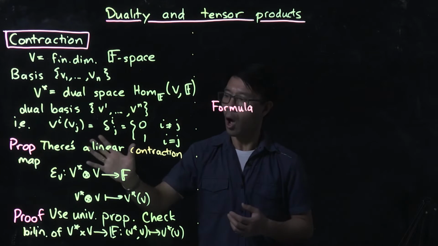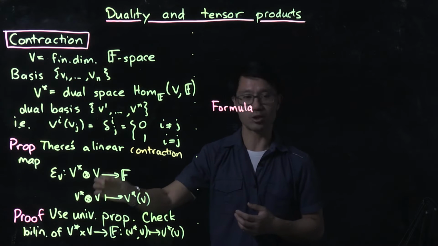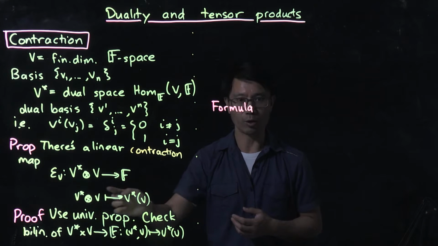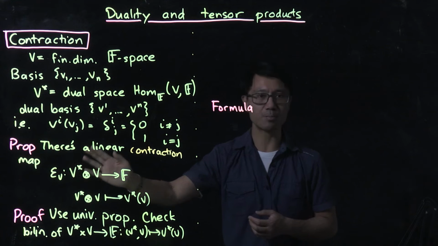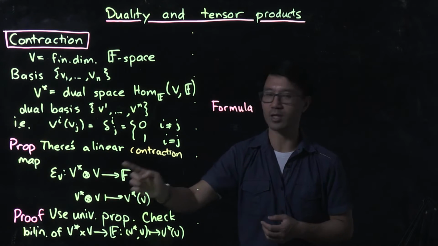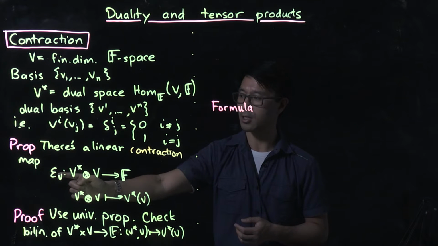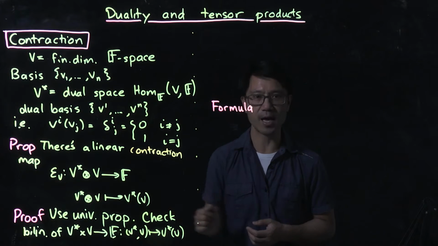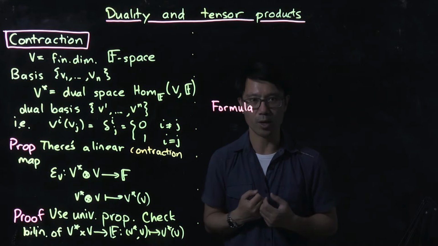So what I want to do is to look at the tensor product of V star with V. And I claim that there's a very special map called a contraction map. This is a linear map from V star tensor V to F, and I'll denote it epsilon subscript V. It of course depends on V, and epsilon because it's a type of evaluation.